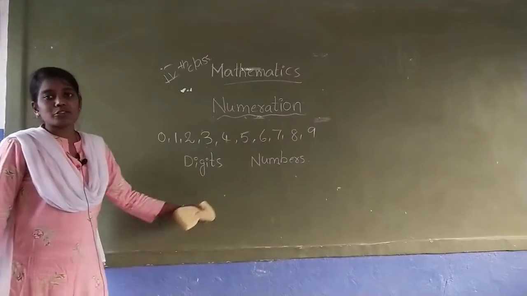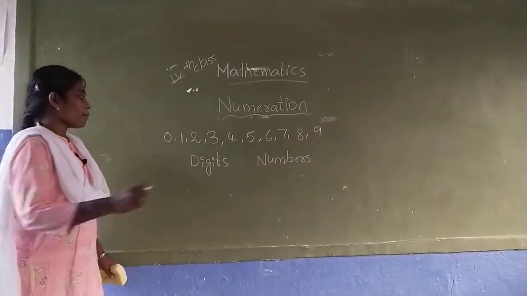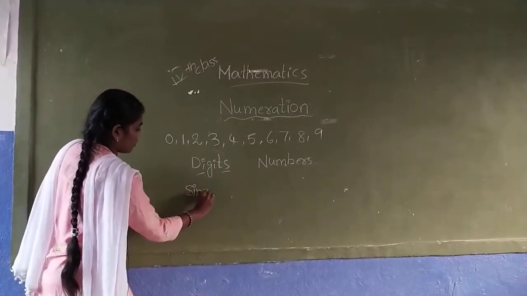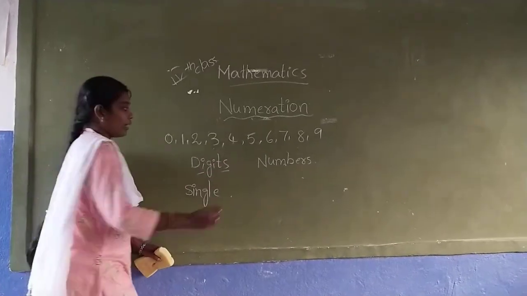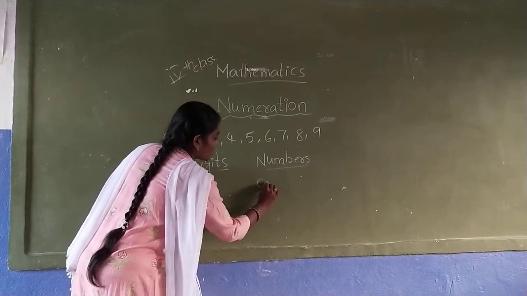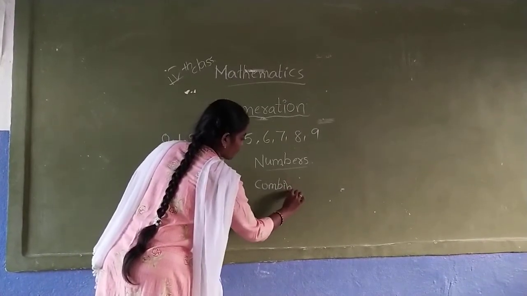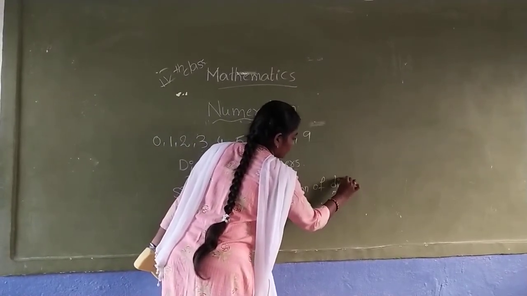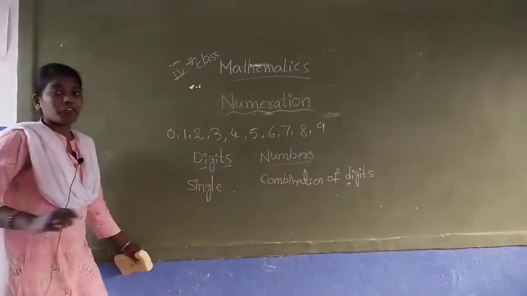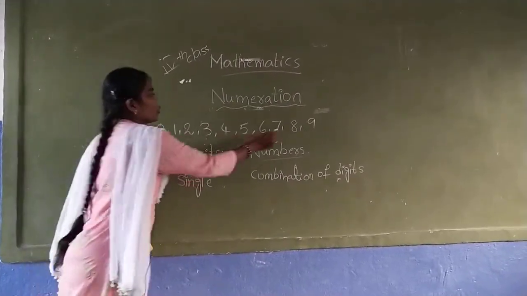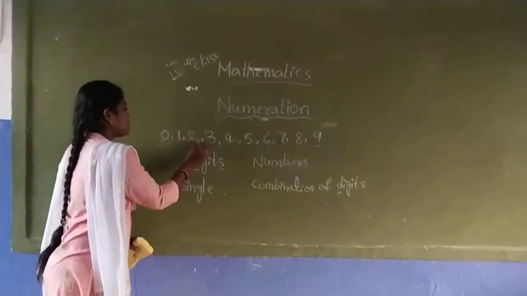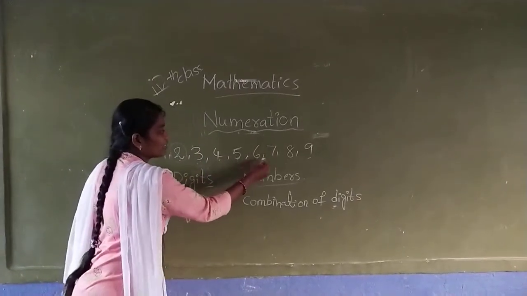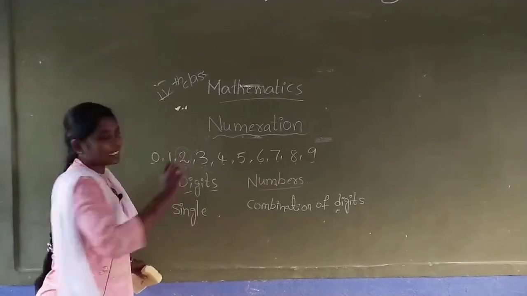What is the difference between these two terms? Digits represent single. Numbers means a combination of digits. For example, here I am writing some digits 0 to 9. In this, each number has only one digit. 2, 3, 4, 5, 6, 7, 8, 9. These are one-digit numbers.